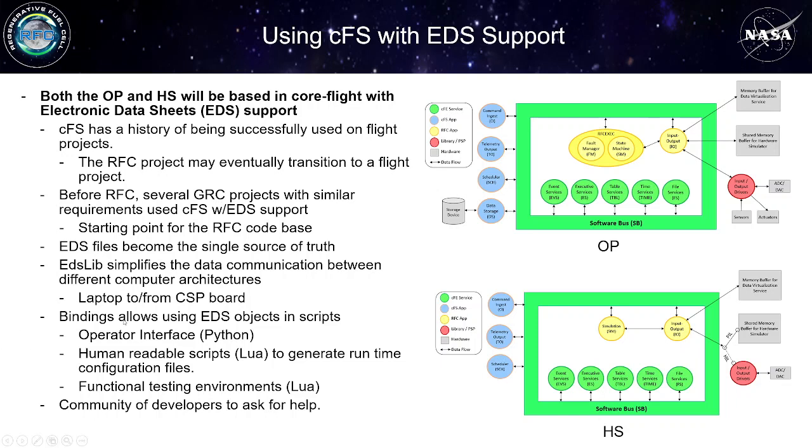And then we use those Python bindings quite a lot to use the EDS objects within scripts. This is a core aspect of the operator interface. It's useful for these human readable scripts that we use to generate configuration files, and I'll be describing both of these a little bit later. And this also allows us to create functional testing environments that will speed up testing and allows us to automate things a lot easier.